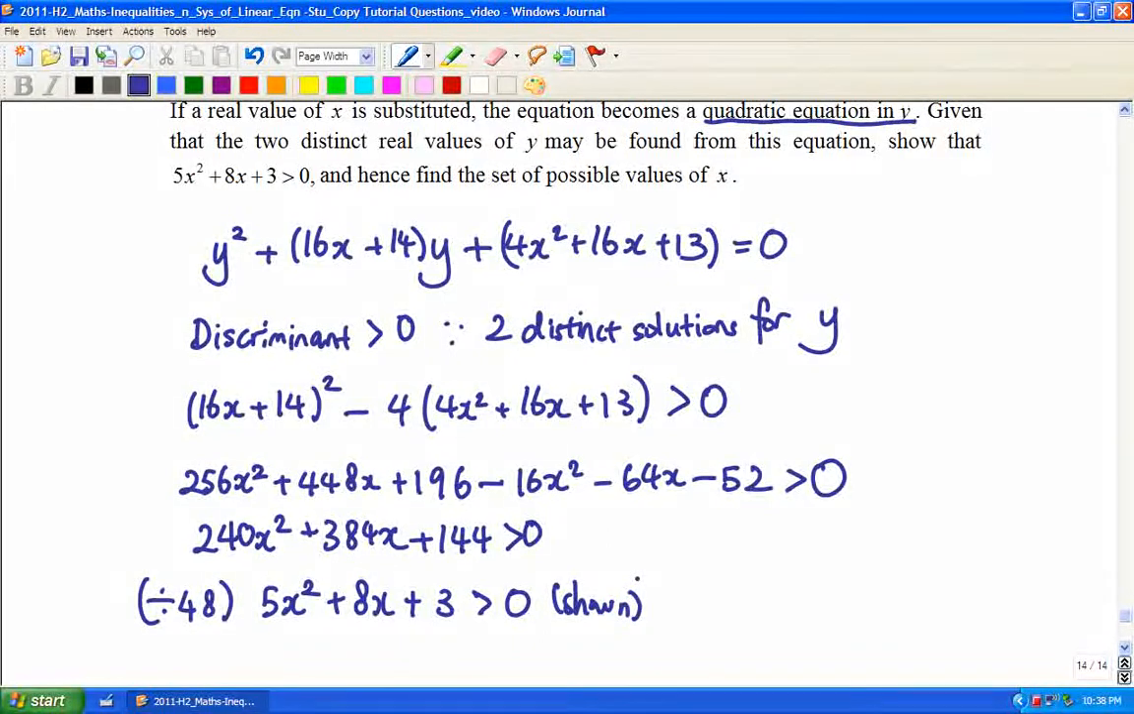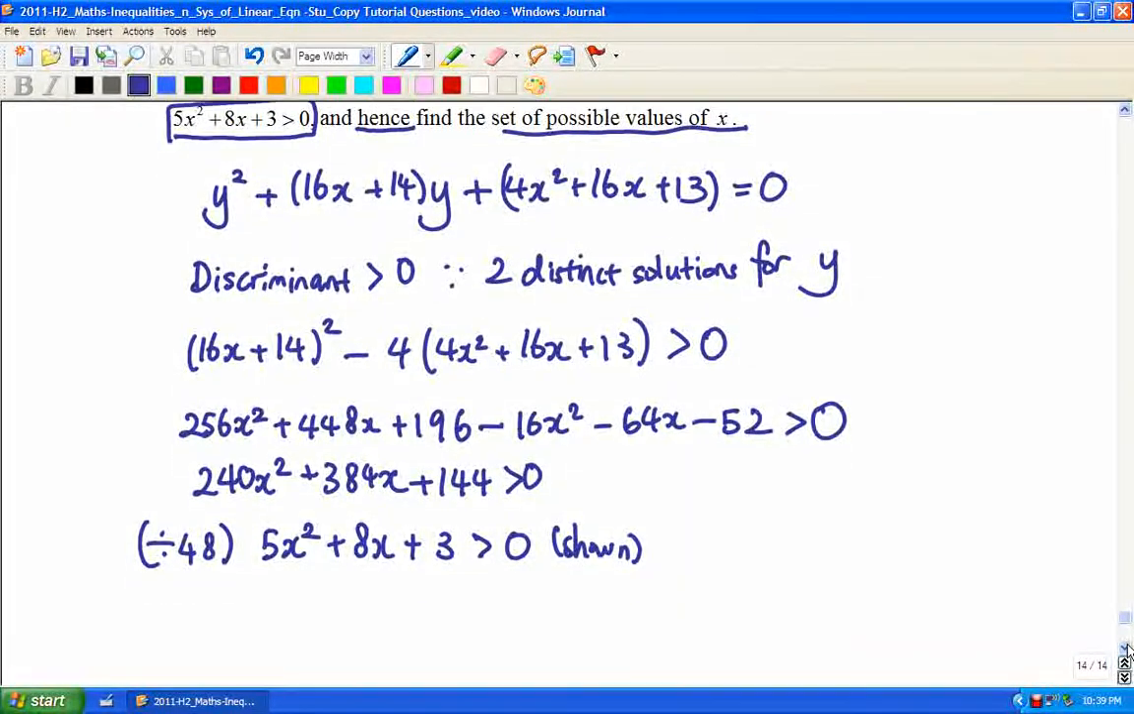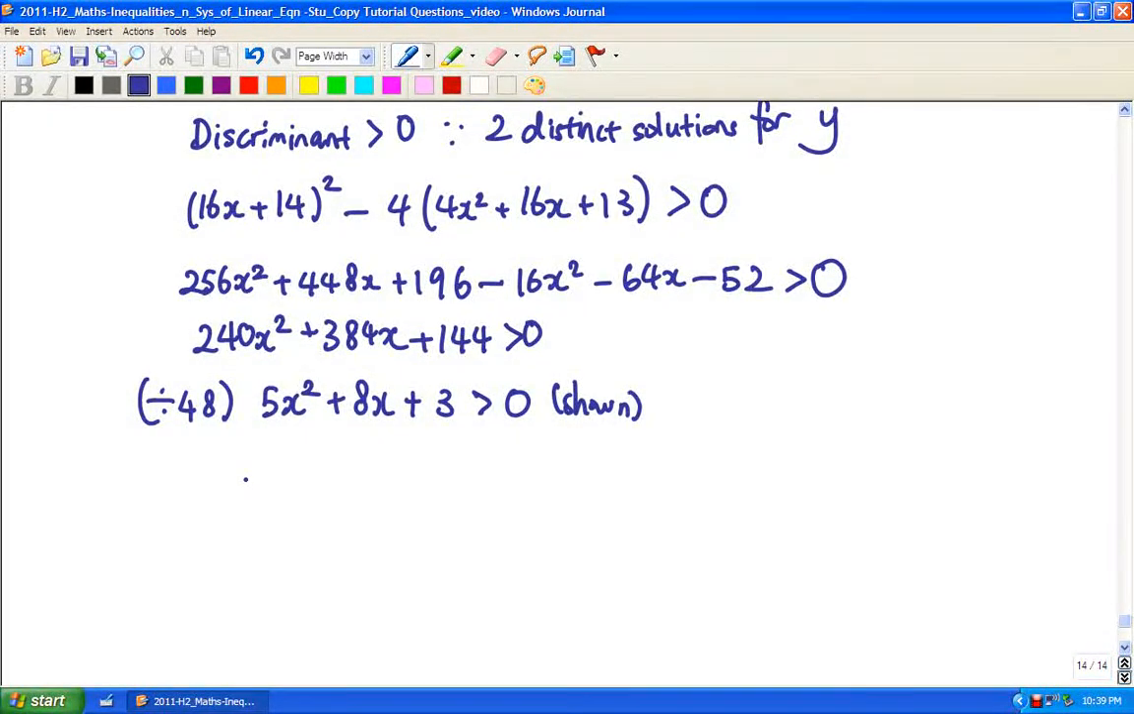Now let us look at the second part of the question, which asks us to hence. Take note of the word hence. In other words, we are required to use this inequality, 5x squared plus ax plus 3 is greater than 0, and hence find the set of possible values of x. To solve this, we will just factorize the quadratic polynomial.